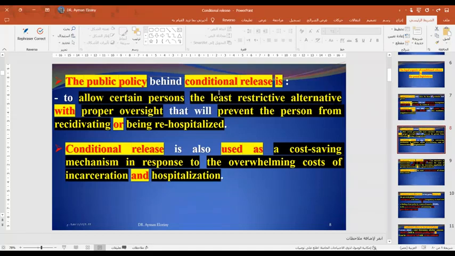So, the public policy behind conditional release is to give certain persons, under certain conditions, the least restrictive alternative with proper oversight that will prevent the person from recidivism and being hospitalized. Conditional release is also used as a cost-saving mechanism in response to the overwhelming costs of the incarceration or prison system and hospitalization.